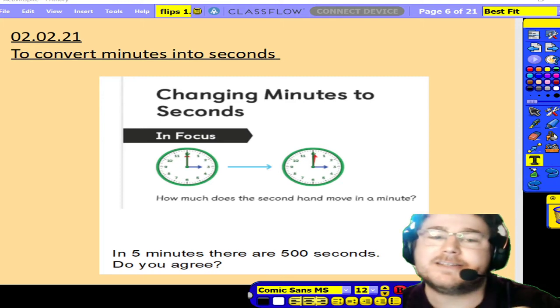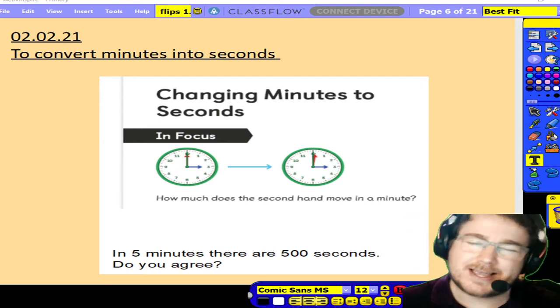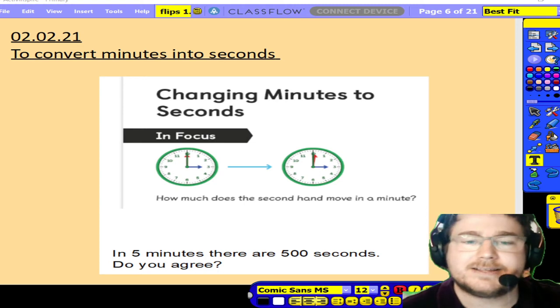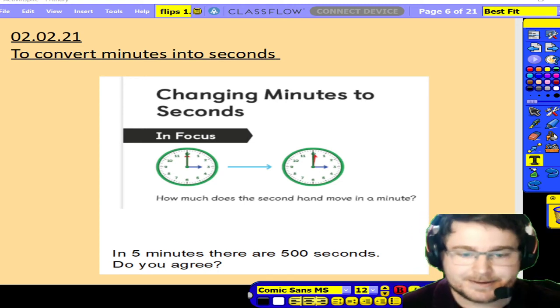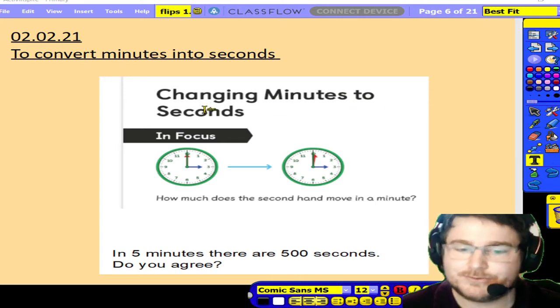We are going to be converting minutes into seconds, and there's a little challenge at the end of the lesson where we can try and convert seconds back into minutes. So, first of all, changing minutes to seconds.